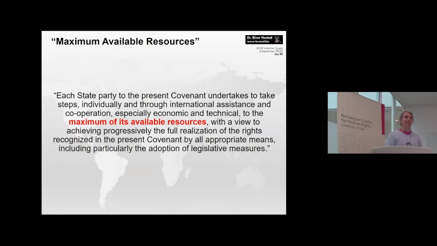So that's leaving behind what's obligated for taking steps. Now let's look at maximum available resources. So we're going down the different phrases through the covenant.